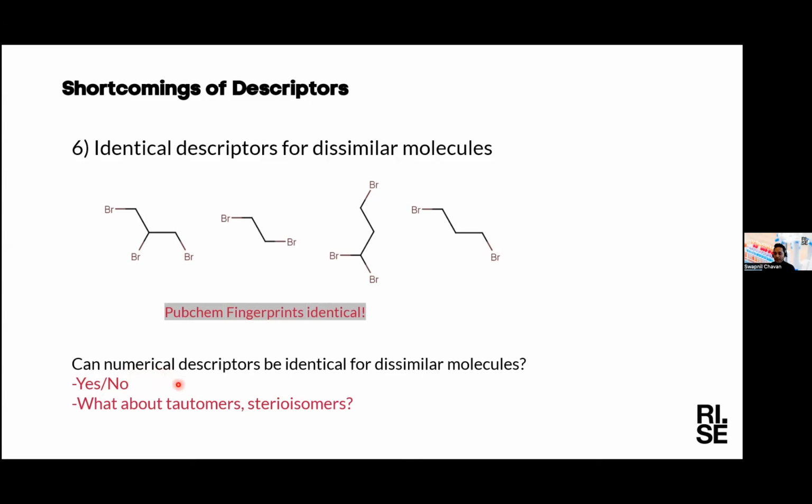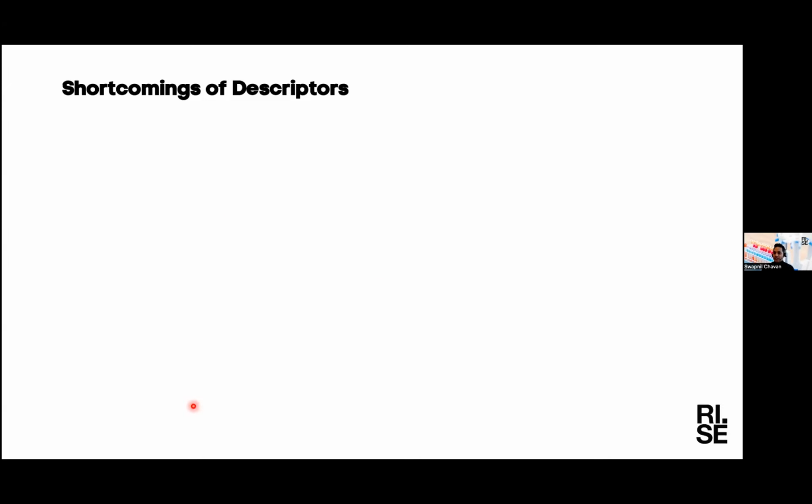What about in the case of tautomers and stereoisomers? Well, in that case, they could likely be exactly identical. One needs to figure that out. So identical descriptors are the sixth major drawback with the descriptor-based methods.